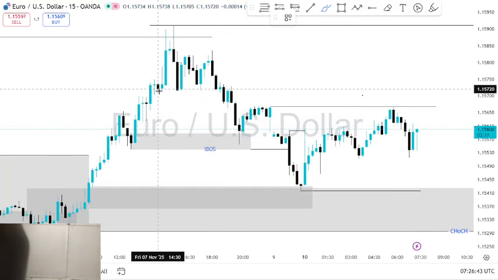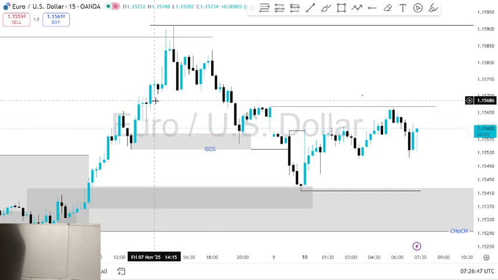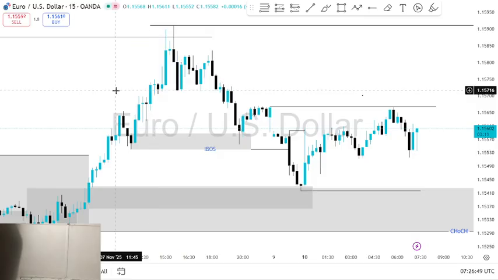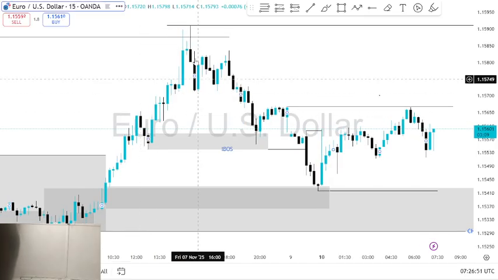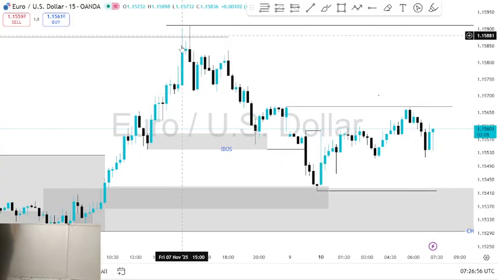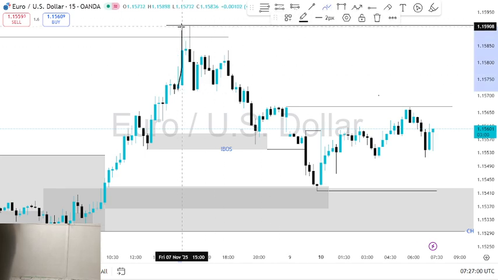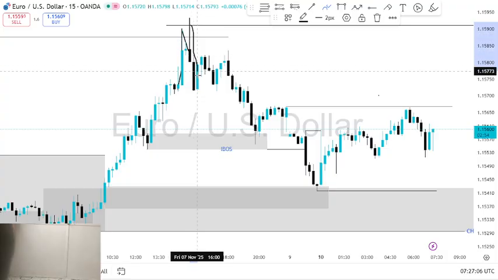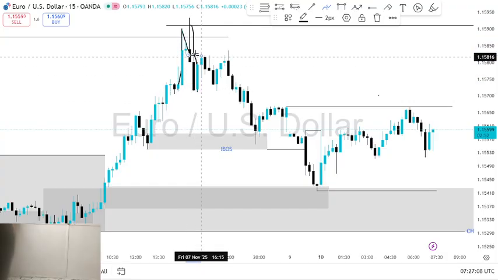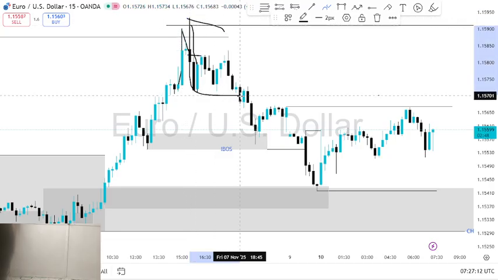Let me calculate this. So this is 4 pips. No, they are not classifiable as internal. These are fractal structures. So we moved impulsive, we moved to the downside, then we moved impulsive, right? And price moved to the downside. So here was the last low. We closed below this. Now we're trading within this fractal structure.